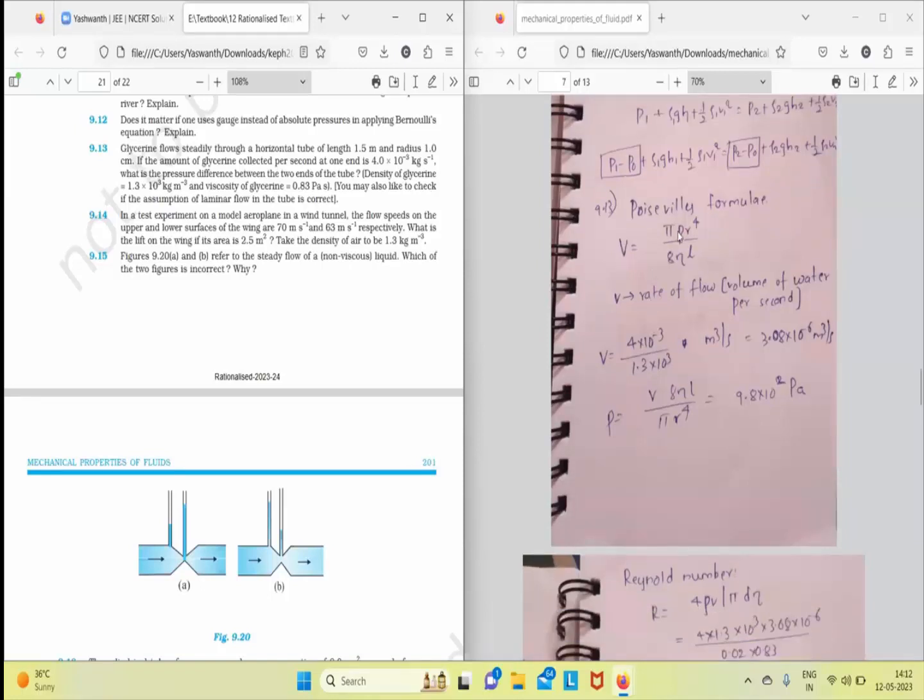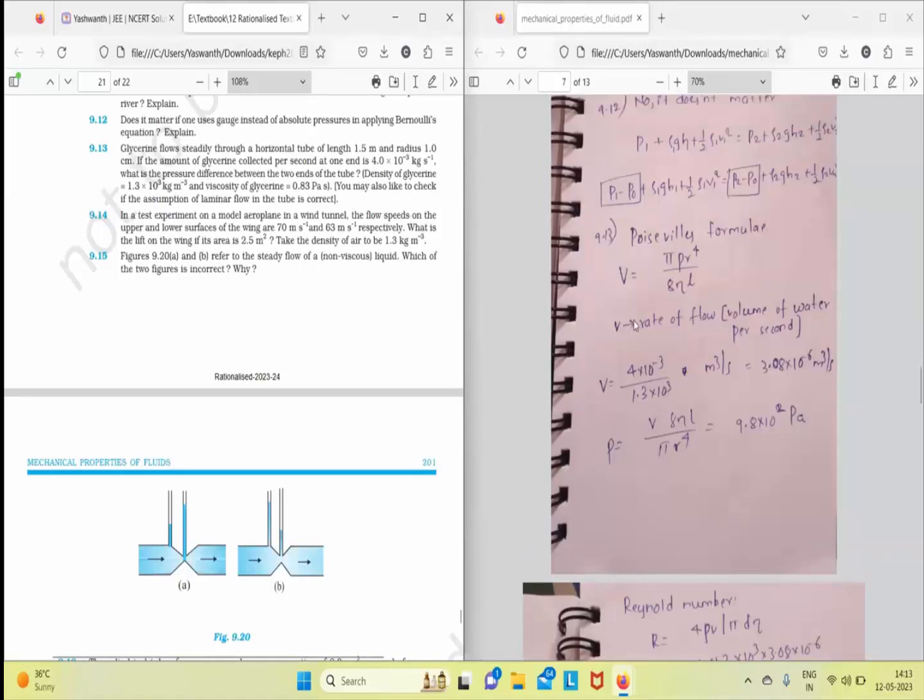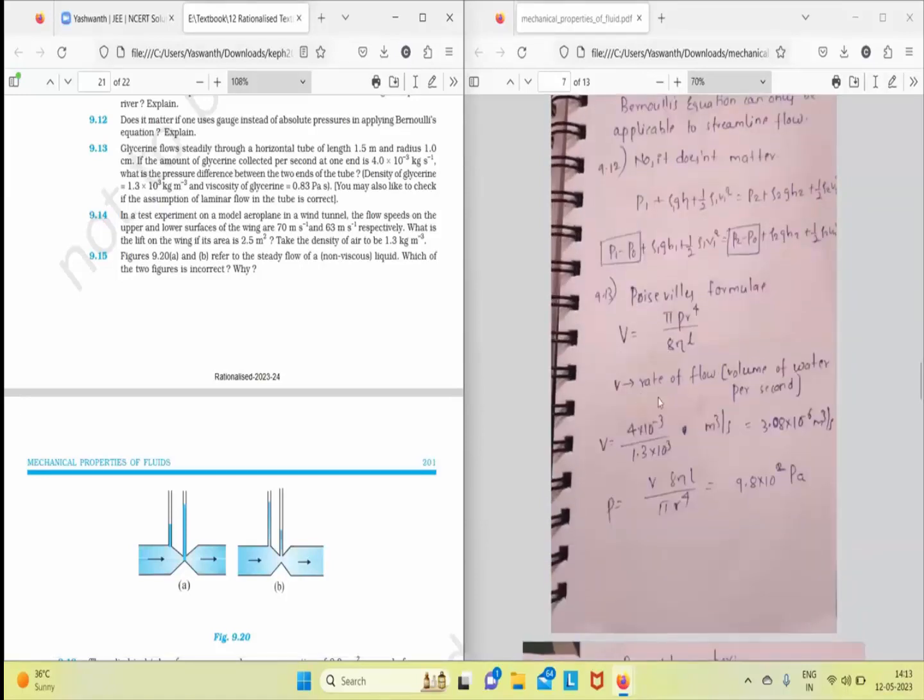So the main intent behind this question is you should be able to use the Poiseuille formula, like you should know when to use this formula. And another point is you need to convert the mass into volume. Like he mentioned how much mass is getting collected in 1 second at one end. You should be able to convert this mass into volume by taking the help of density. So just remember this formula and you know everything, like they mentioned everything that is required to calculate the value of P.